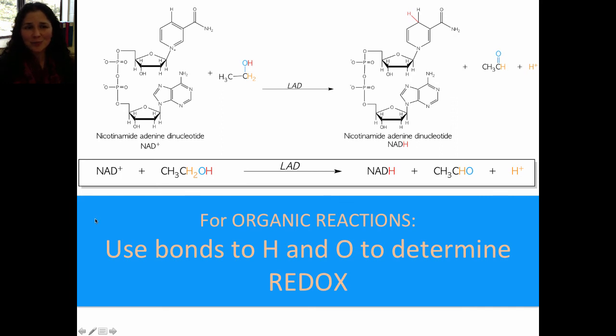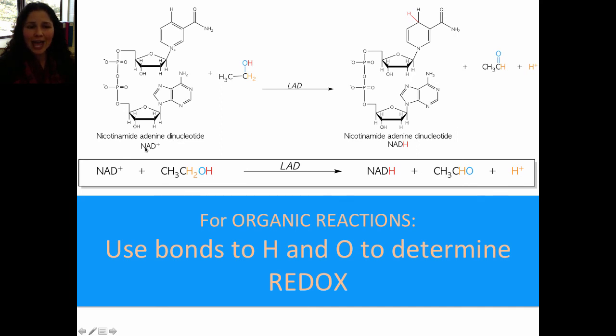Here's an example. On your activity, I've shown you the full chemical structure for nicotinamide adenine dinucleotide. This is a skeletal structure, and all of the little corners here are carbons, just like you would expect from any skeletal structure. So notice that this is a carbon-containing molecule, and this is also a carbon-containing molecule called ethanol. Because carbon is involved here, these are organic molecules, and this is an organic reaction.